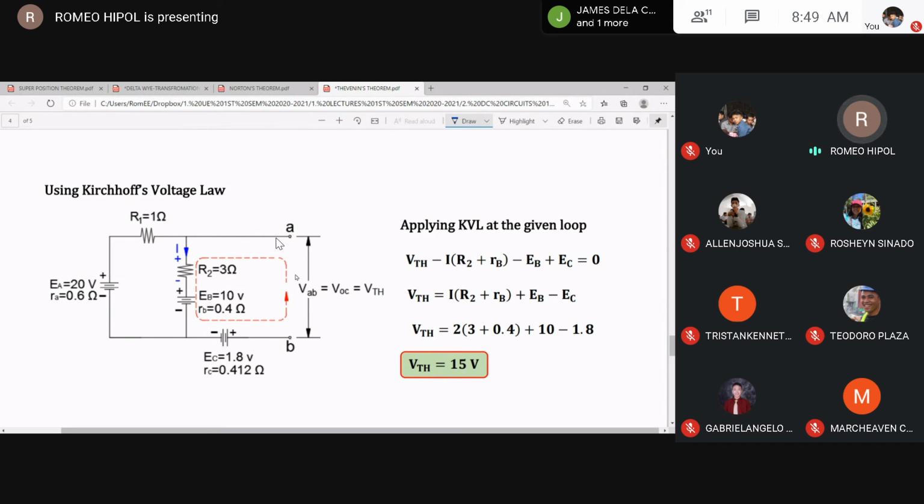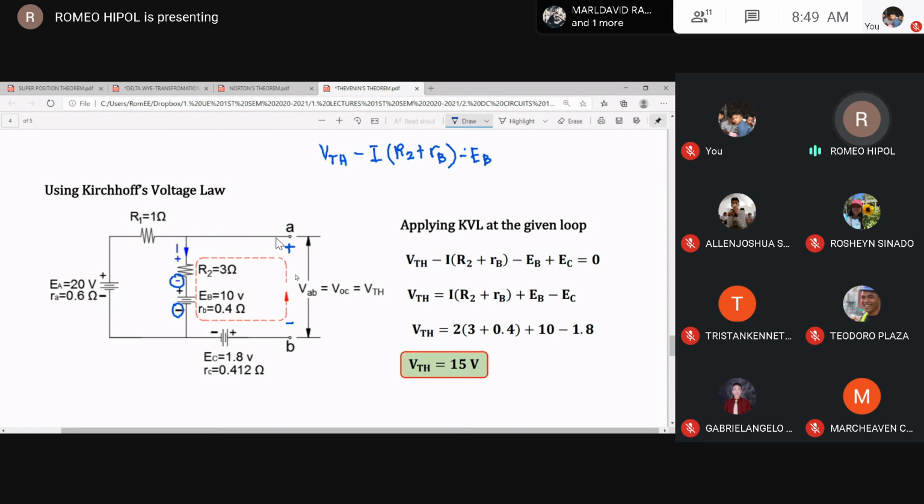So, initially, okay, start tayo rito. Set tayo positive, negative. We have VTH. So, yung loop natin, and get the equivalent negative I. So, in this branch, we have a series branch. So, connected yung R2 and internal resistance RB. So, R2 plus RB. And getting the equivalent voltage, E sub B. Negative E sub B.